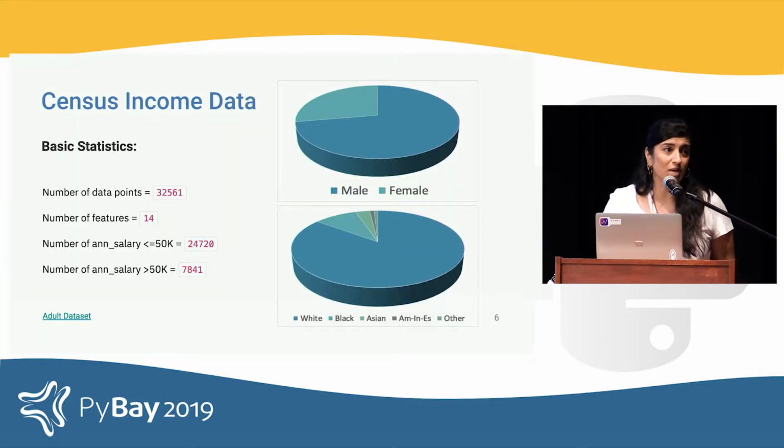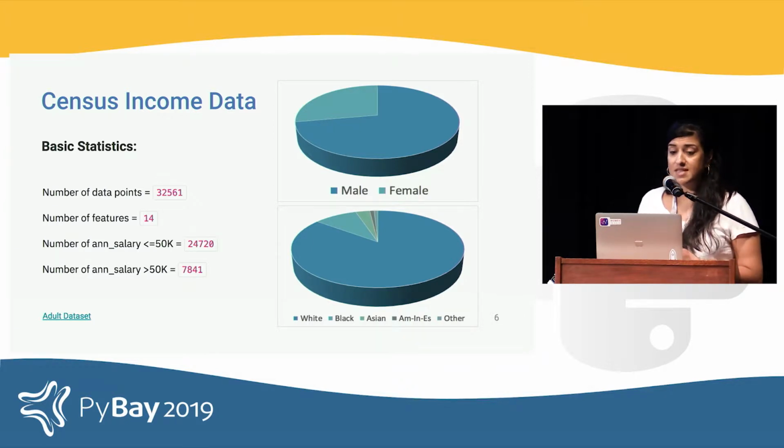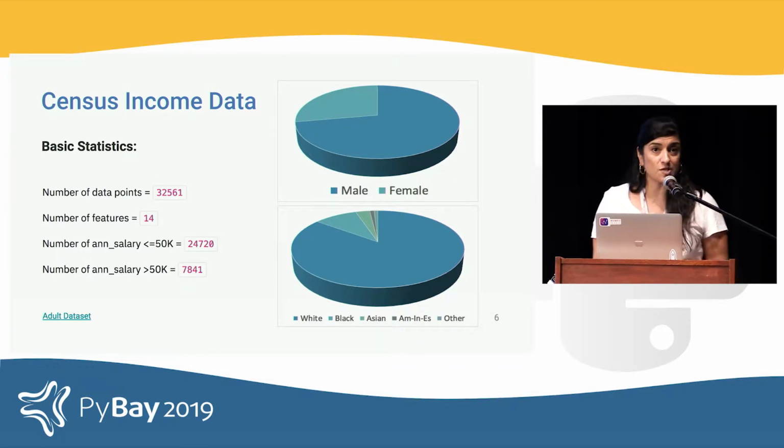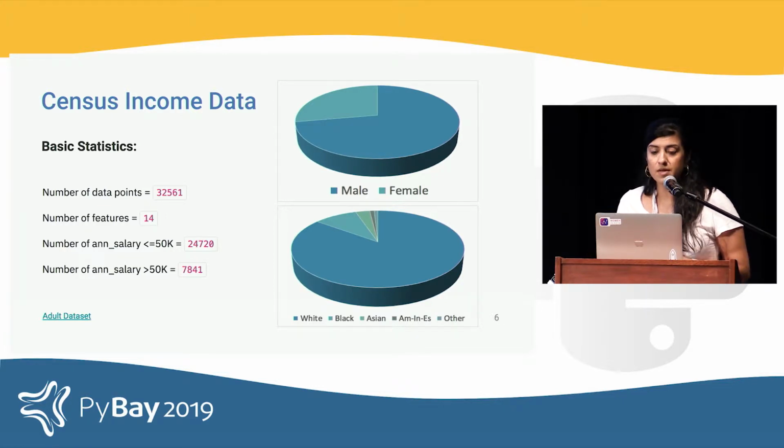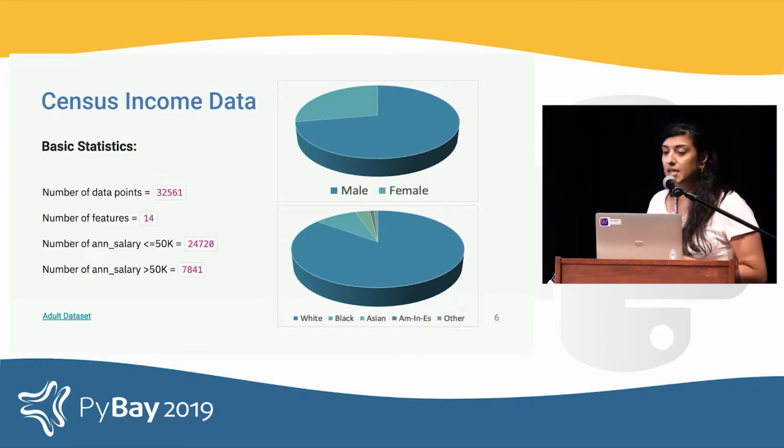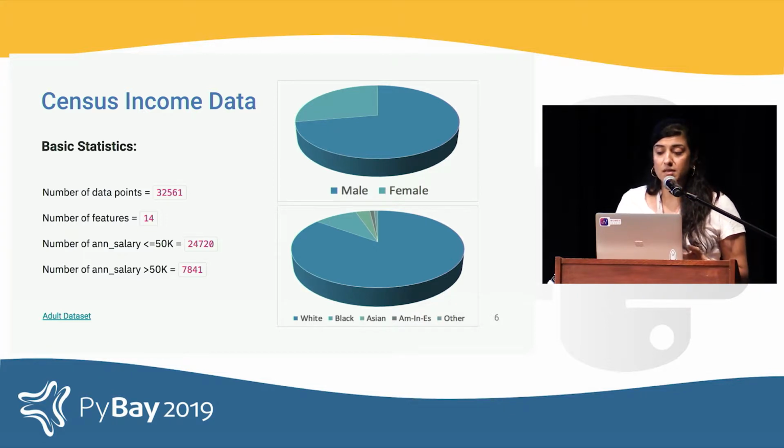So to tackle this problem, we need some data. And for this, I used census income data, which tells us for each person in the population whether they earn over 50K or not. There's about 33,000 data points with 14 features, and the data set's imbalanced, so that 3/4 of the population earn less than 50K. Also, 2/3 are male and 86% are white.